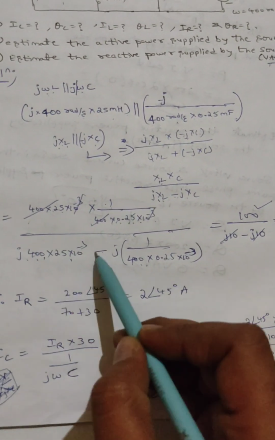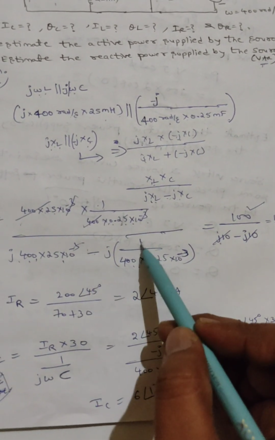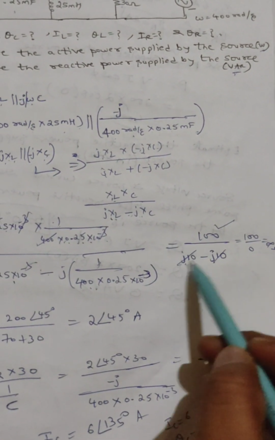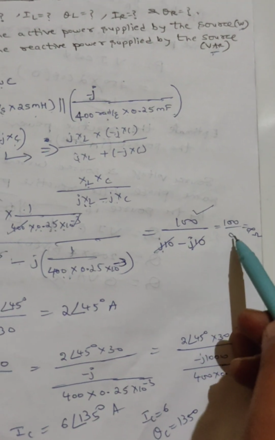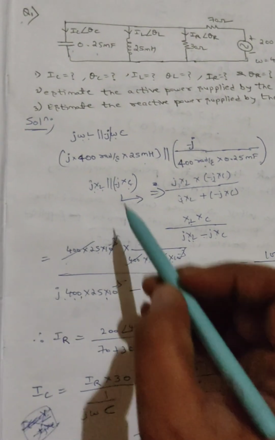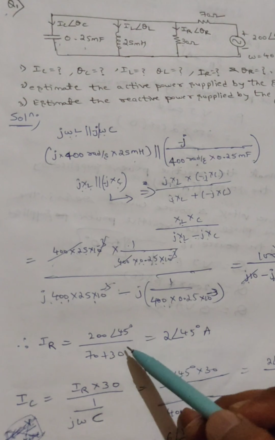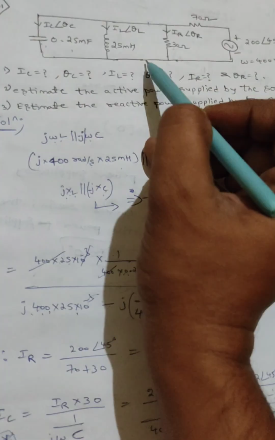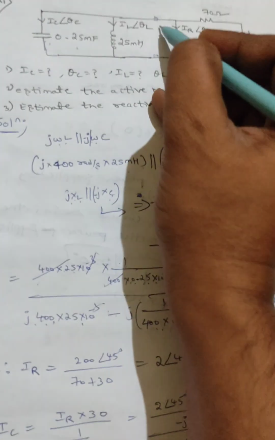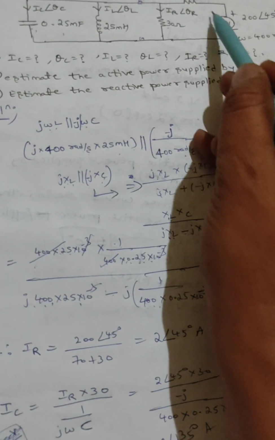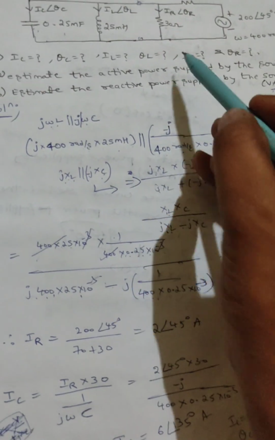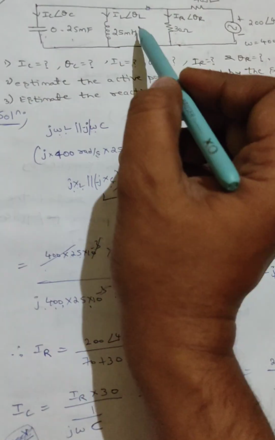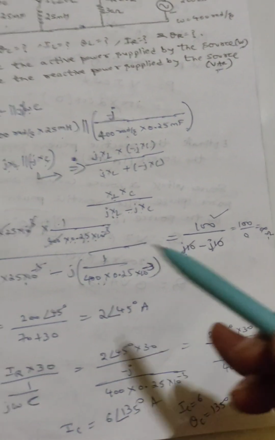So now this entire part becomes j10 minus j10 for the other term, and j10 minus j10 gets cancelled. 100 by 0 is what? Infinity. So the parallel combination of these gives an infinite reactance, which means we can make it an open circuit. So these terminals we can make an open circuit. Now the circuit is reduced to only this much. The entire network will be this much, and here the terminals are left open, because we have infinite reactance.